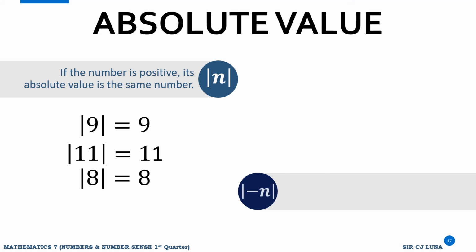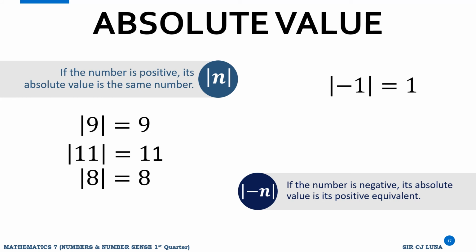Okay? Kapag naman ang ating number ay negative, its absolute value is its positive equivalent. So the absolute value of negative 1 is positive 1. The absolute value of negative 21 is positive 21. And the absolute value of negative 7 is positive 7.